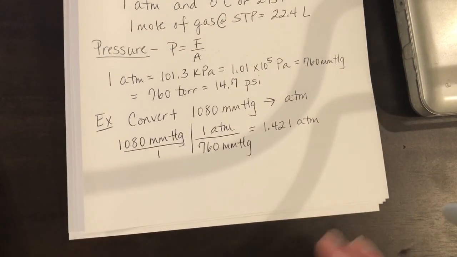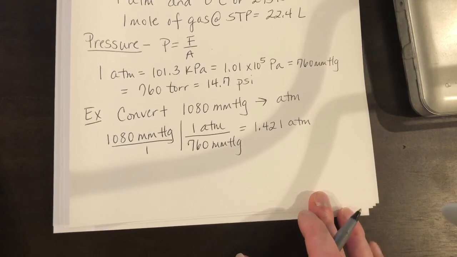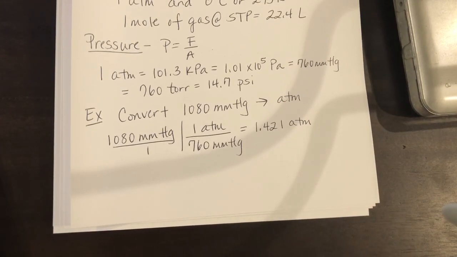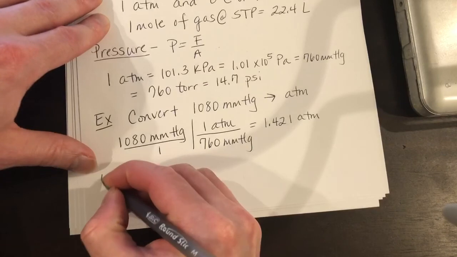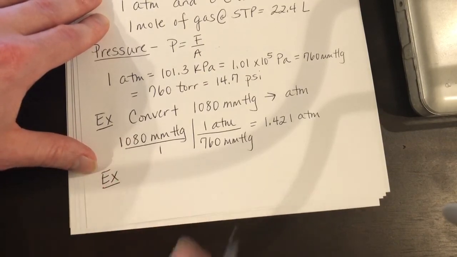Now, what is an ATM or an atmosphere? An atmosphere is the pressure that we feel from the atmosphere currently. So we live in 1 atmosphere of pressure, depending on where we are on the earth, but pretty much it's 1 atmosphere. Let's do one more example of a pressure conversion.